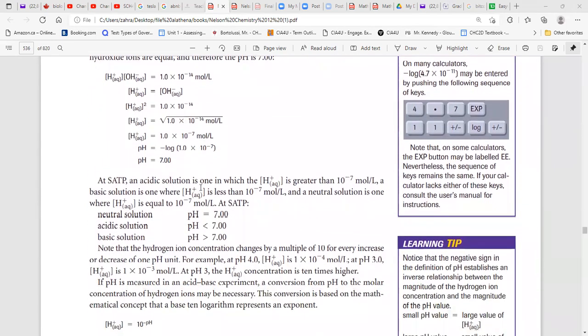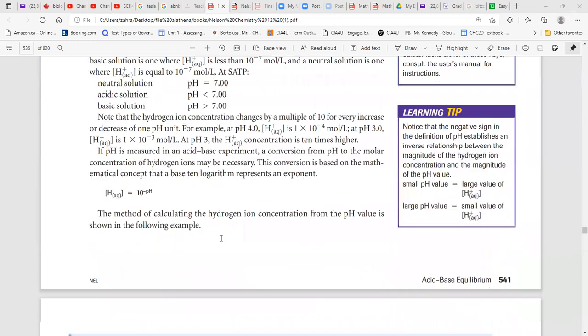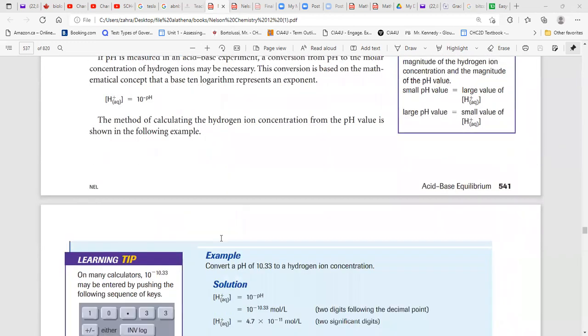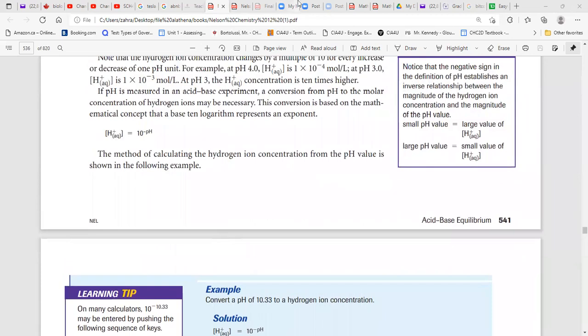So knowing that a pH of 7 is neutral, pH less than 7 is acidic, and pH greater than 7 is a basic solution. You know that pH plus pOH is 14. Remember that. pH plus pOH is 14.